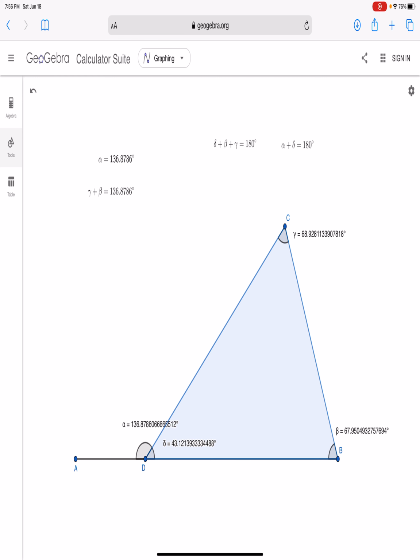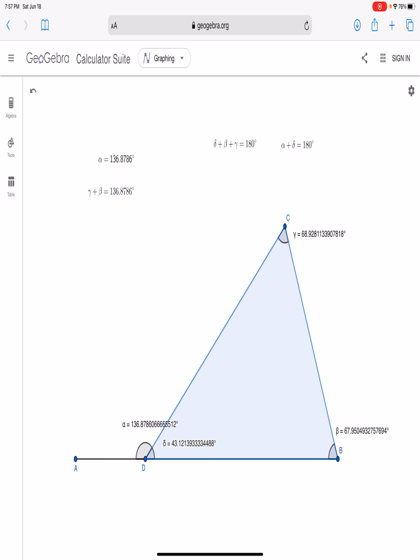So we're going to explore why it is that the angle sum of a triangle is always equal to 180 degrees. So here I've got GeoGebra open, and I've drawn a triangle BCD. I've extended line BD out to point A over here. So we have an exterior angle to the triangle.